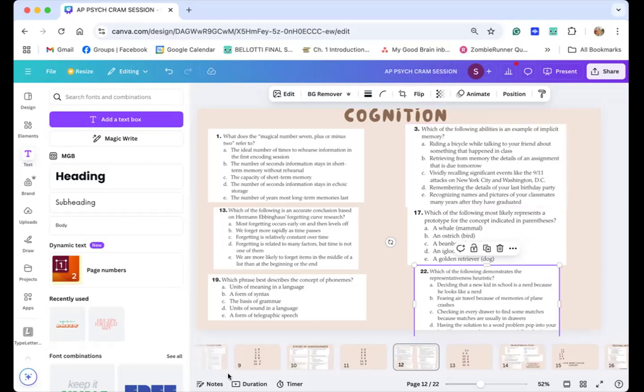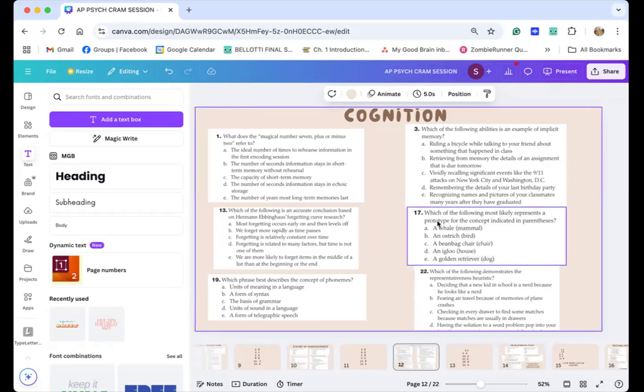Okay, wait, hold on. There's so much. Why can't it be D for 17? Also explain 22. So 17, prototype is like the most classic example of something, right? So when you think of a mammal, I don't think of a whale, guys. I think of a dog or something. When I think of a bird, I don't think of an ostrich, right? You usually think of something like a pigeon. That's what a prototype is, the most classic example. When I think of a house, I don't think of an igloo. I think of a normal house. So again, that's what a prototype is.